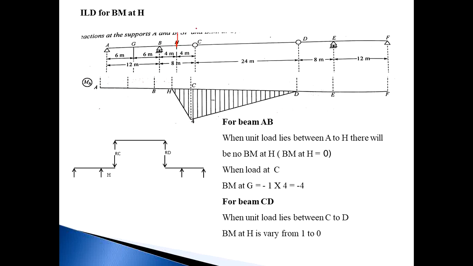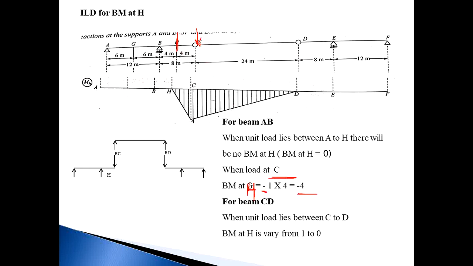Then next, when the load lies at point C, the bending moment at H is equal to this load into the perpendicular distance, and the direction of the moment is clockwise. A right side clockwise moment is considered negative. Consider this is H, by mistake it was printed G. Bending moment at H is equal to, when the load is at C, load 1, distance 4, and the direction of the moment is clockwise. A right side clockwise moment is considered minus. So the bending moment at H is equal to minus 4.